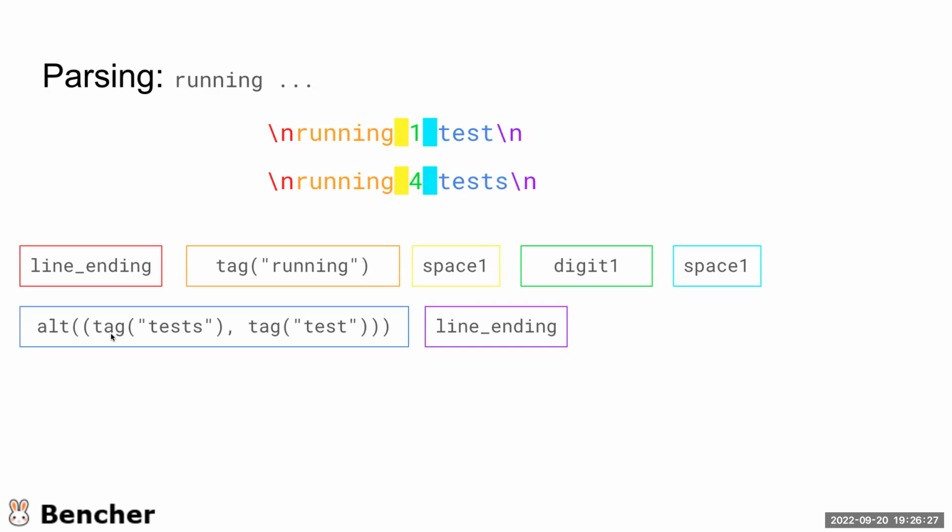And then you have alt tags here, which could either be "tests" or "test", because if you have one, it's singular, and if you have more than one, it's plural. And then you have an ending new line. And so that's kind of real basic parsing in nom.